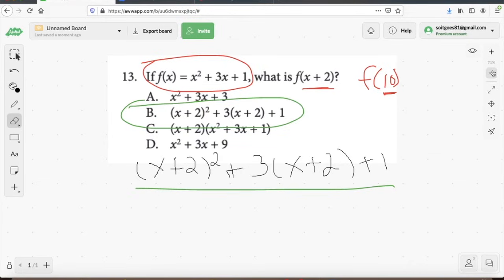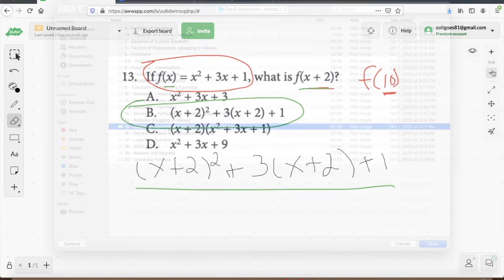All they're testing you on is if you have that concept of inputs and outputs straight. That's all. Where there was an x, there's now x plus 2. That's it. Any questions about that? No, sir. All right. Inputs and outputs. Just keep your inputs and your outputs straight and you're good.